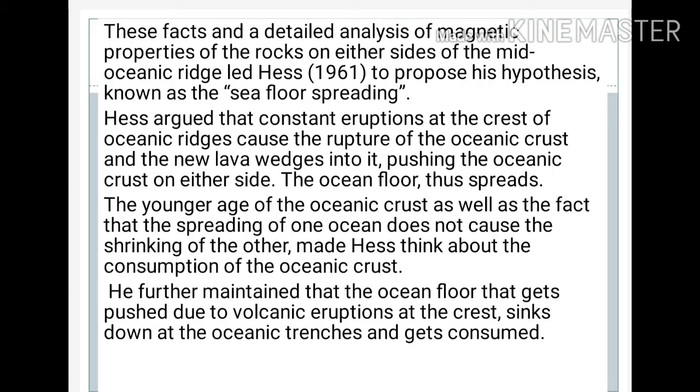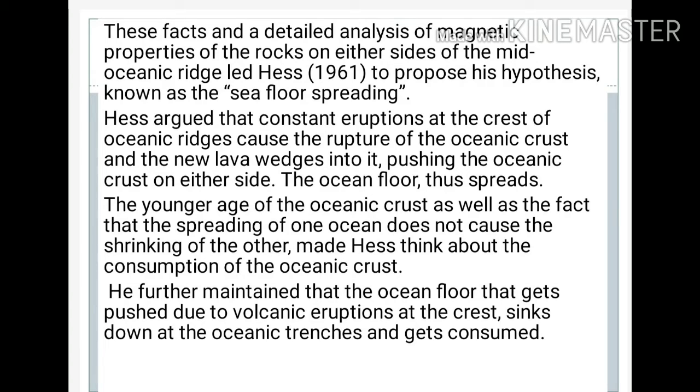According to Harry Hess, there is a crest in the mid-oceanic ridges where volcanic eruptions are very common. And during volcanic eruption, we all know, a huge amount of lava comes to the surface. When it comes to the surface of the oceans, it makes the older oceanic crust break down, to rupture, and it pushes it on either side, and because of this the ocean floor spreads.